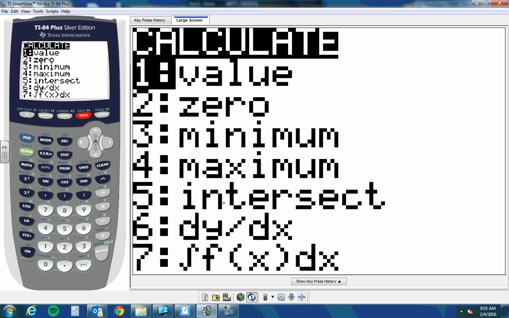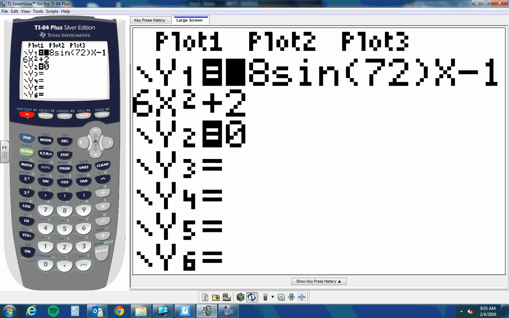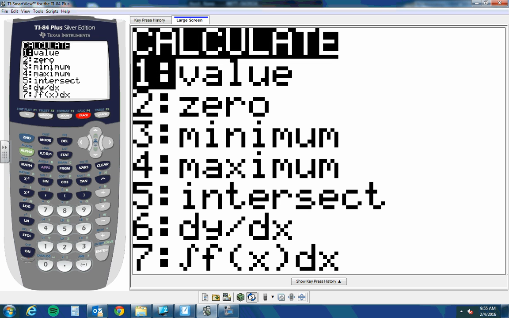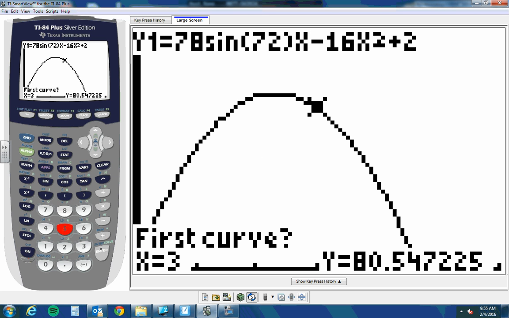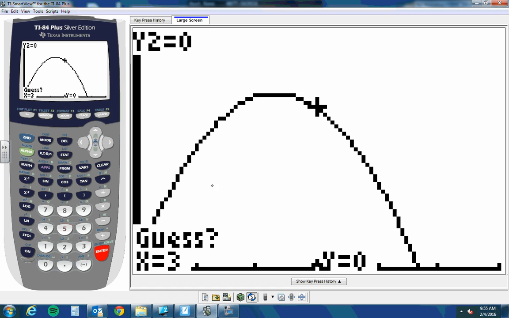Here's the catch, though. If you want to find the intersection, you have to have two equations. So in other words, go into y2 and put y equals 0. So it actually has the x-axis drawn there. And once you have y equals 0 typed in, now you can do second calc 5. And you can press enter, except for one thing.